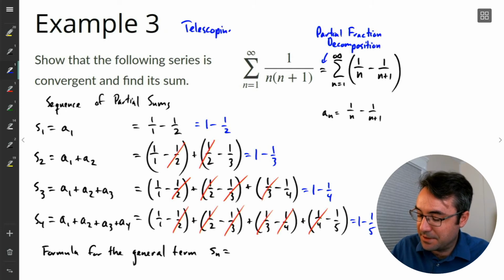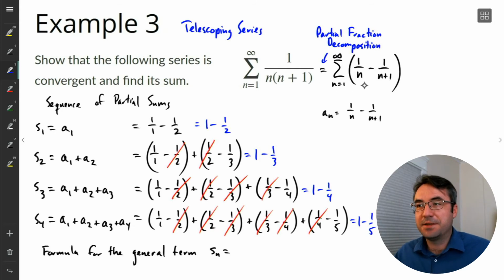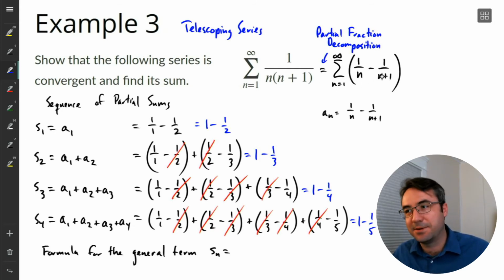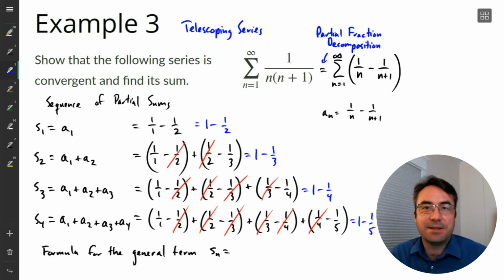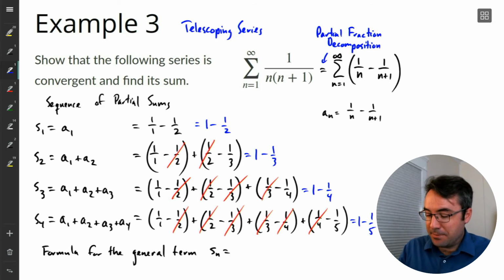There are other ones like this. A lot of them involve partial fraction decomposition, where you get two fractions, one of them positive and one of them negative, and you get this canceling effect. It's just fun to work out because it simplifies down quite a bit.